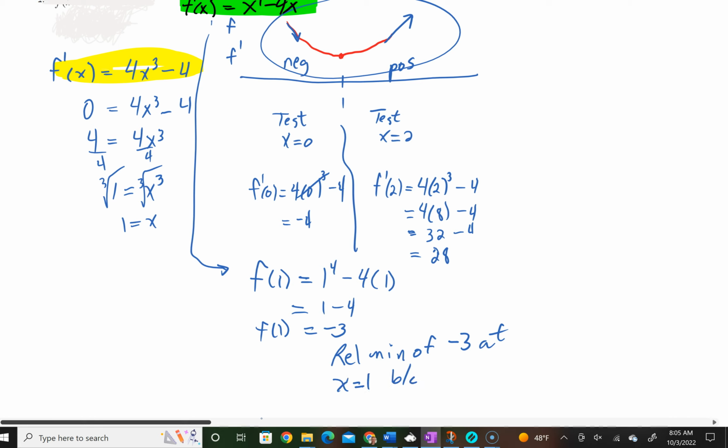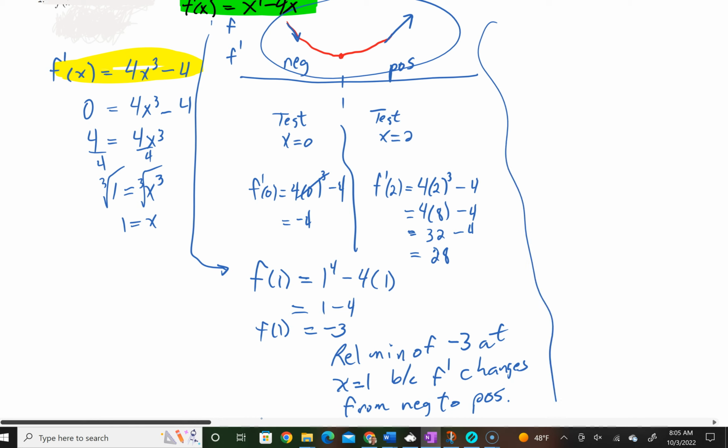And the reason would be because f prime changes from negative to positive. Now we also could have said f, the original function, changes from decreasing to increasing. So we have a lot of information right now. We know there's only one local extrema. There is a local minimum or a relative minimum. Those words can be used interchangeably. So we also know where my function is going to be going down, decreasing, where it's going up.